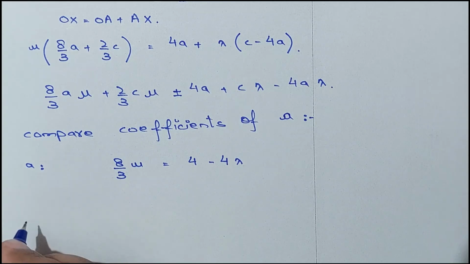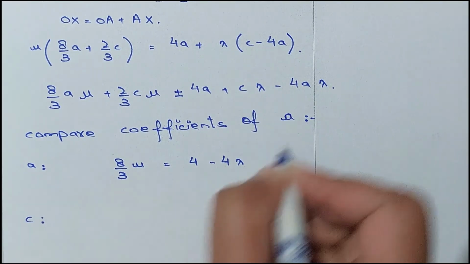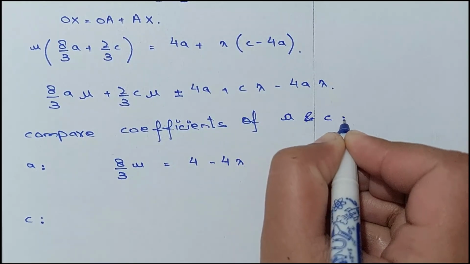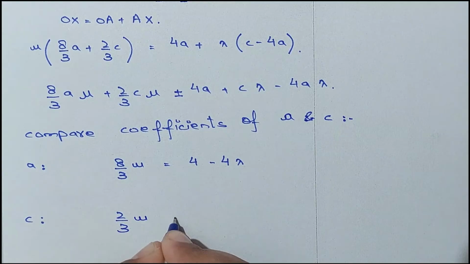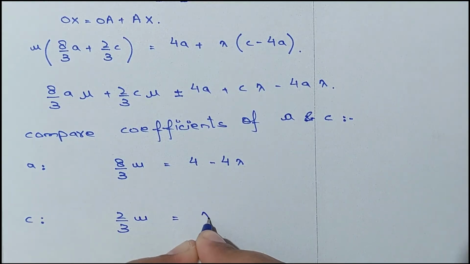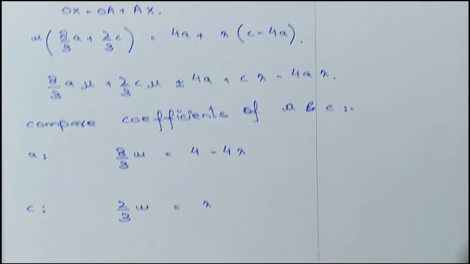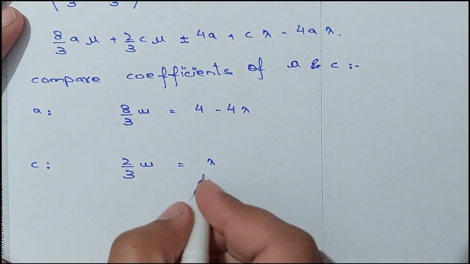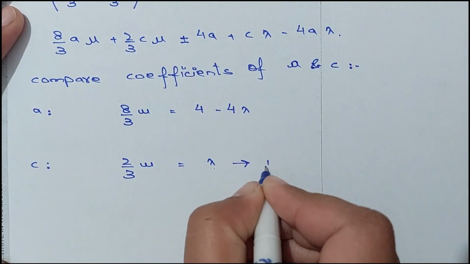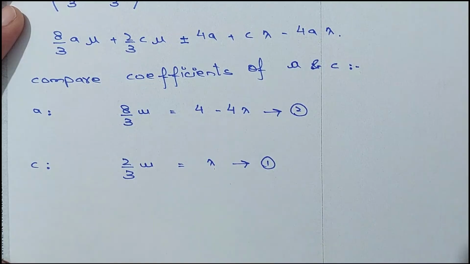Now we have an equation in lambda and mu. Compare the coefficients of c. The c coefficient is 2 by 3 mu. On the other side we have just lambda. Yes, this is a, this is c. Okay, so what is lambda and what is mu? Let's say this is my equation 1 and this is my equation 2. Lambda is 2 by 3 mu.